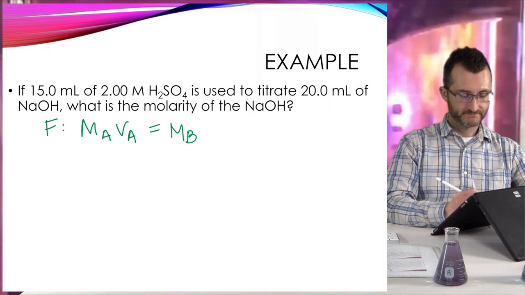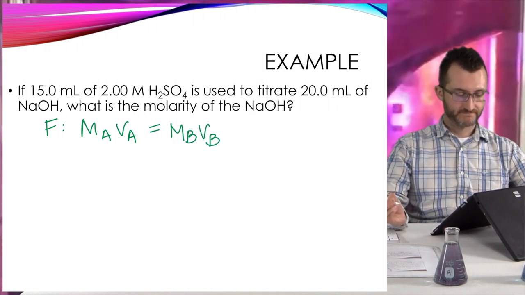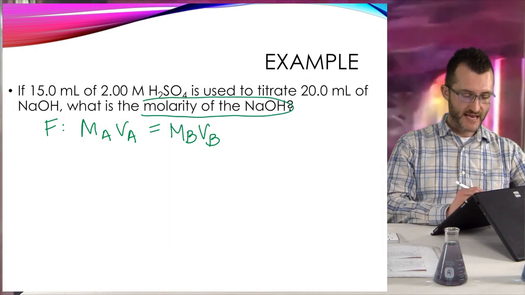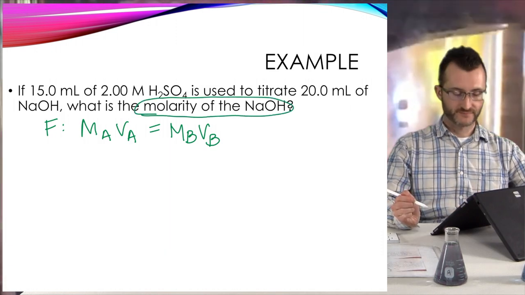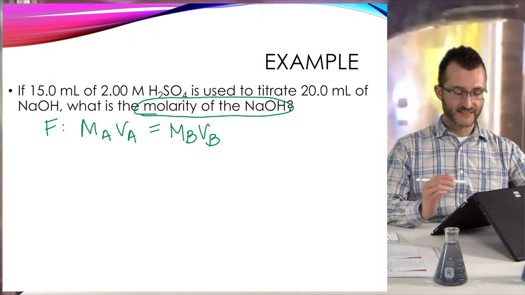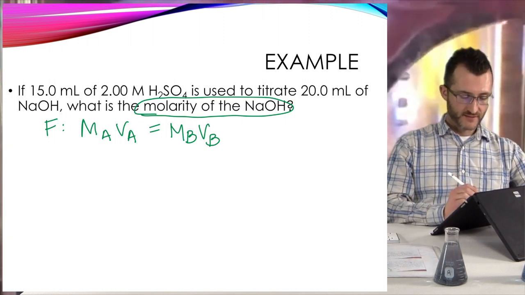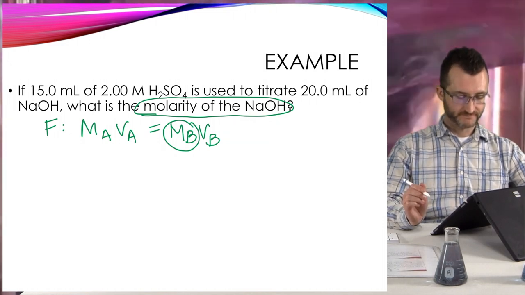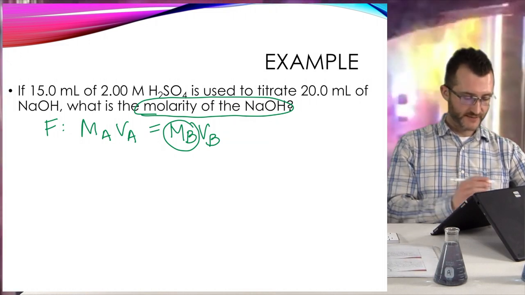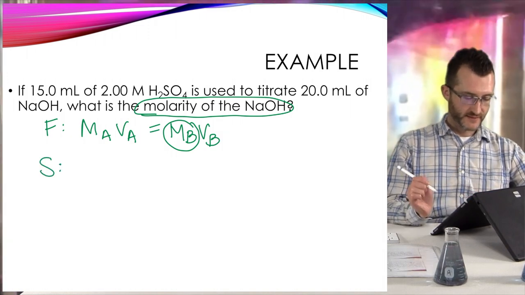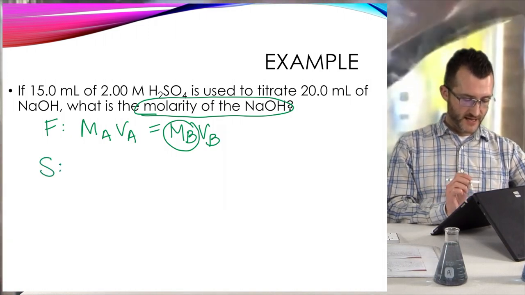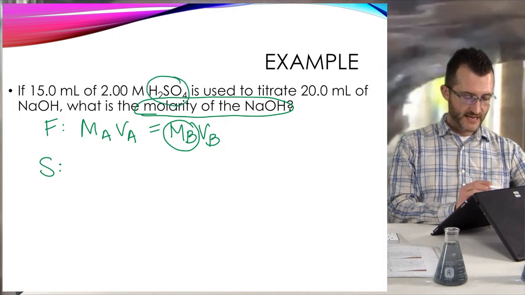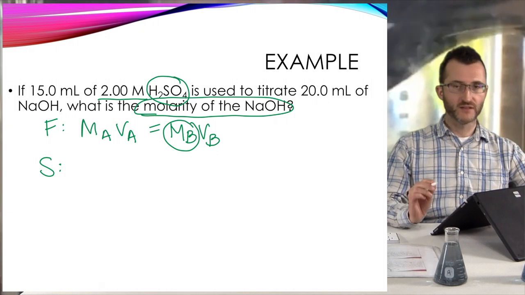Okay, let's circle in the question and the formula what it is asking for. All right, it says, what is the molarity of the NaOH? Okay, so NaOH is what type of substance? Oh, that's the base in this problem. Okay. So that would be Mb in the formula. Very good. So we're ready to substitute in some numbers. So let's find out what Ma is first. All right, well, it looks like the acid is H2SO4 right here. Good. And it says that it is 2 molar H2SO4.